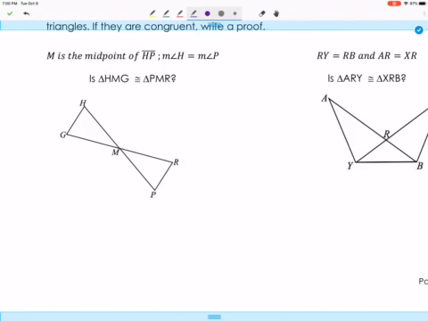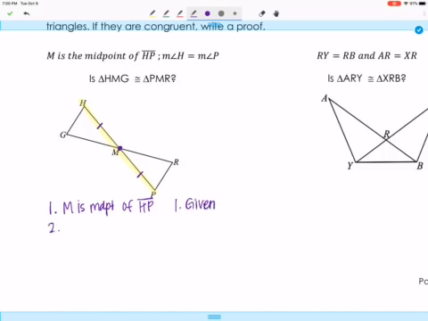All right, so let's look at the information we're given. M is the midpoint of HP. So if HP is the segment and M is right smack dab in the middle, then that means that from H to M and from P to M, those two lengths should be the exact same size. Okay? So I would state that first. M is the midpoint of HP. That information was given.